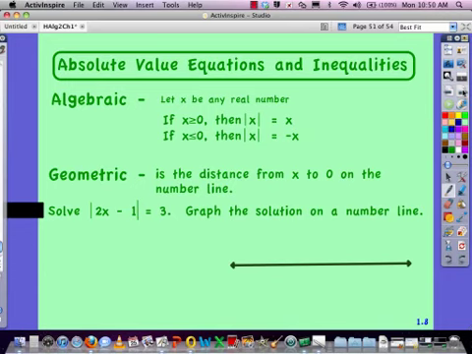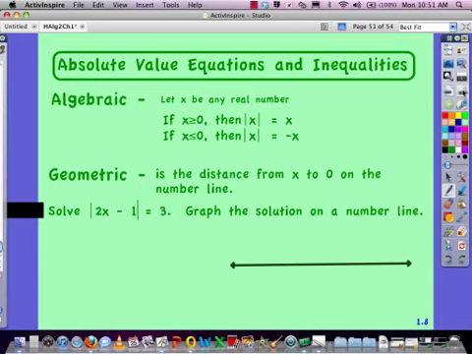Let's start with some basic absolute value discussion. If we want to solve absolute values algebraically, we want to think, let x be any real number. If my x value is greater than or equal to 0, then the absolute value of that number is the number itself. Example, if the absolute value of 5 is what I wanted, I would get 5 out.